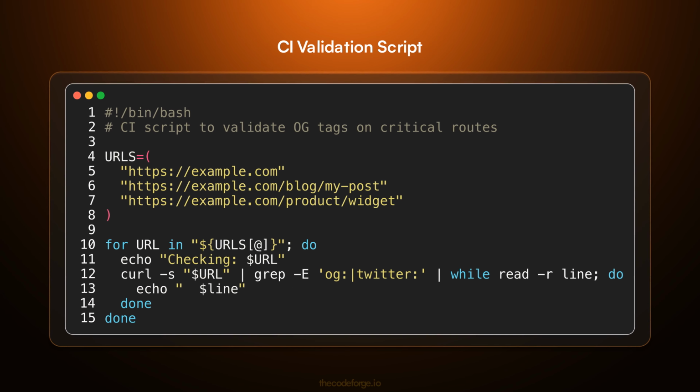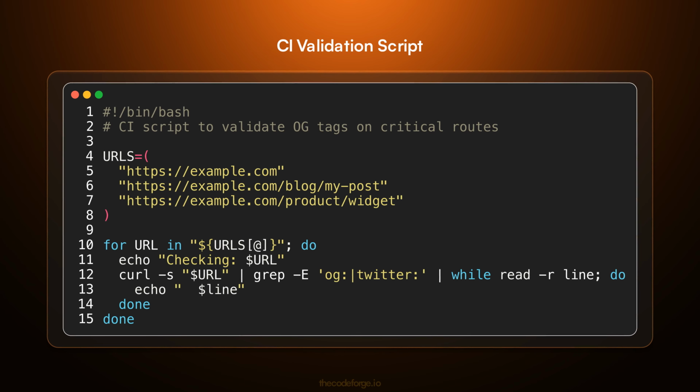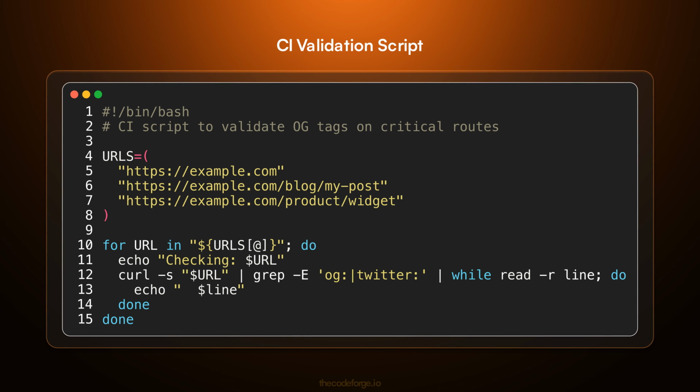This CI script curls critical routes and greps for OG and Twitter tags. Add it to your deployment pipeline to catch missing metadata before it reaches production.